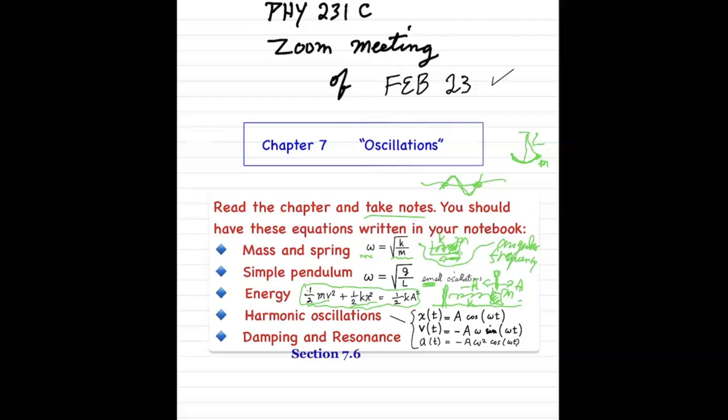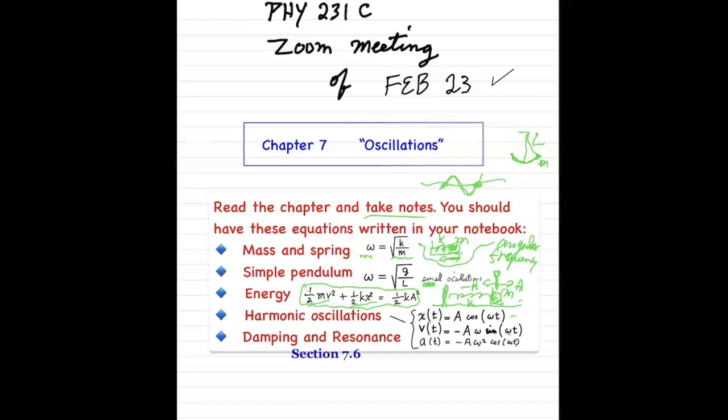That's the position. Now the velocity, which has to satisfy this equation, is negative A omega sine omega t, with the same frequency. So the velocity also oscillates with frequency omega, out of phase with the position. So when the position is a maximum, the velocity will be 0. And when the position is 0, the velocity will be either plus or minus its maximum value, depending on whether it's going positive or going negative.